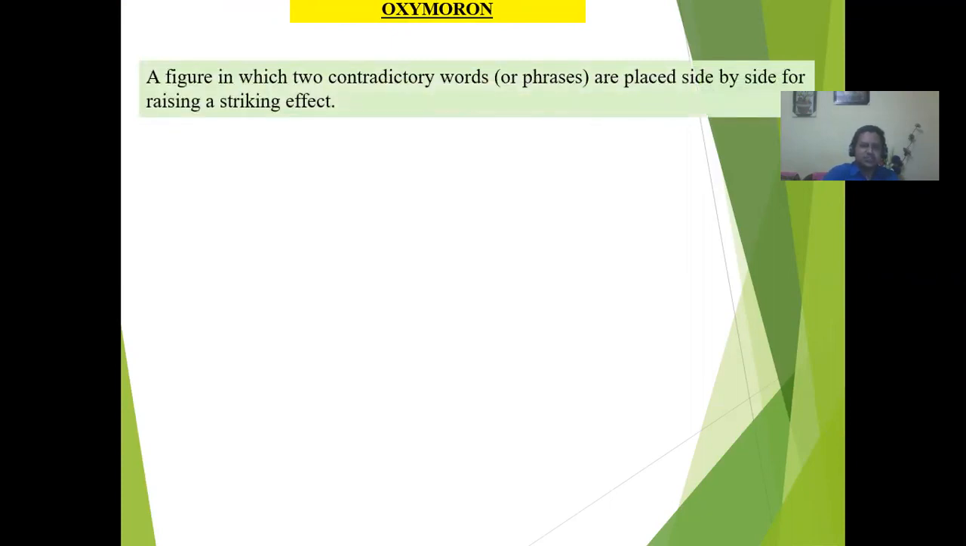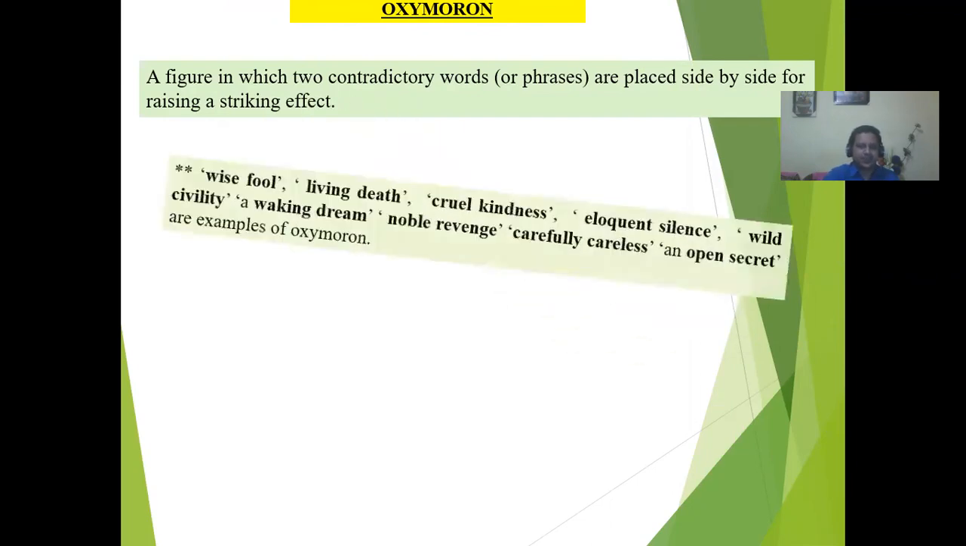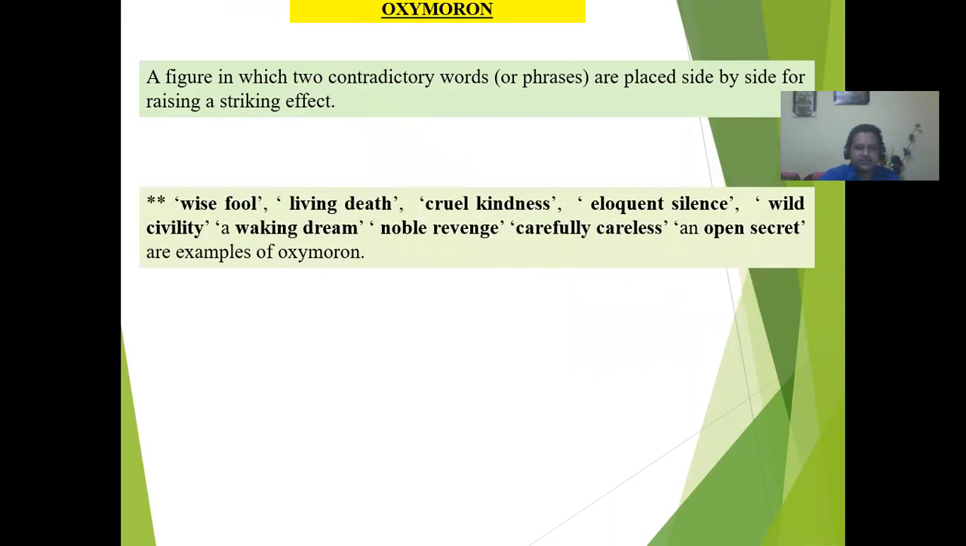Our next term is oxymoron. Oxymoron is a figure in which two contradictory words or phrases are placed side by side, producing a striking effect. Some examples of oxymoron: wise fool, living dead, cruel kindness, eloquent silence, wild civility, a waking dream, noble revenge, carefully careless, an open secret. Look at the pairs of words very closely. Two words are placed side by side, but these two words are contradictory.